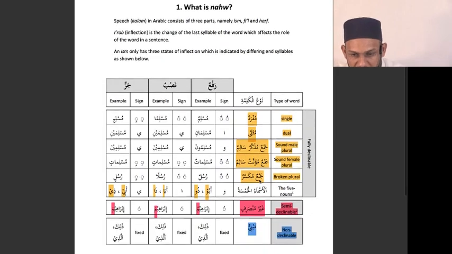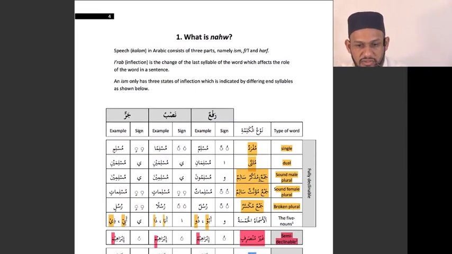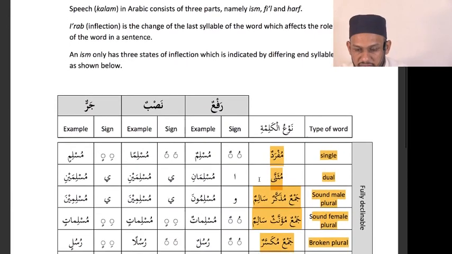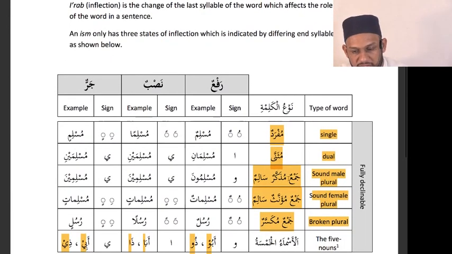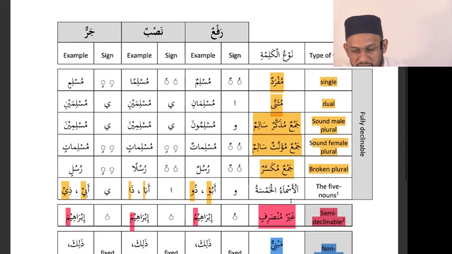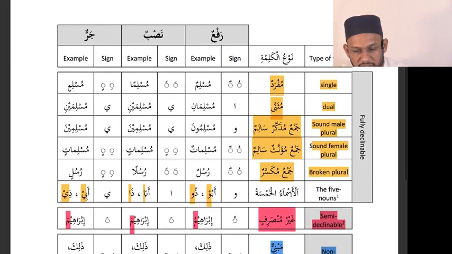So last week we did what is Nahwu, and we said that Nahwu is a kalam. It is speech that consists of different parts, which is ism, fi'l, and harf. And the ism will always be in raf, nasb, and jar. And there are different types of ism. Some are single, mufrad, some are muthanna, some are sound male plural, sound feminine plural, broken plural. Asma al-khamsa was new from last week.